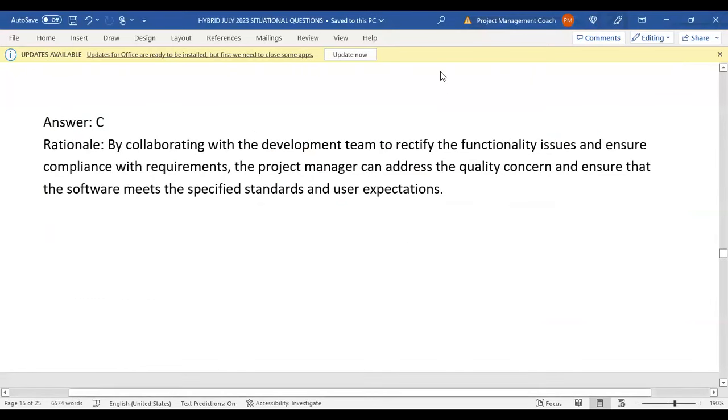So by collaborating with the development team to rectify the functionality issues and ensure compliance with requirements, the project manager can address quality concerns and ensure that the software meets the specified standard and user expectations.